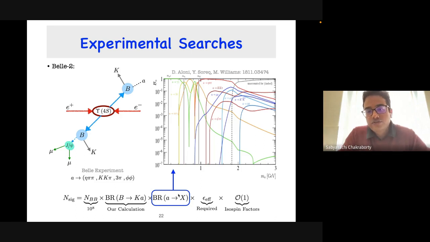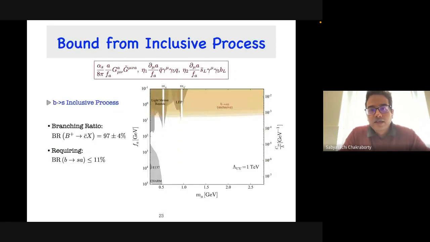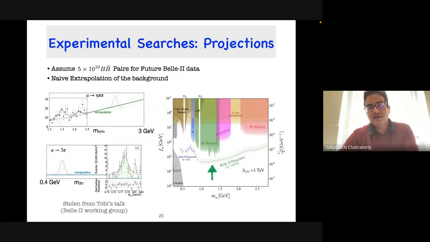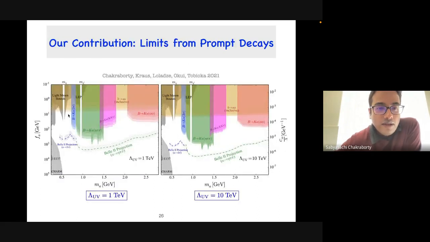Axion then decays to a lot of hadronic modes because you only have G G-dual, so it will only decay to hadronic modes. We took the branching fraction from this paper, and then we computed what the efficiency factors and isospin factors could be. Now I will not go into the detail of every experiment because of time constraints, but this is the basic plot which I want to show.